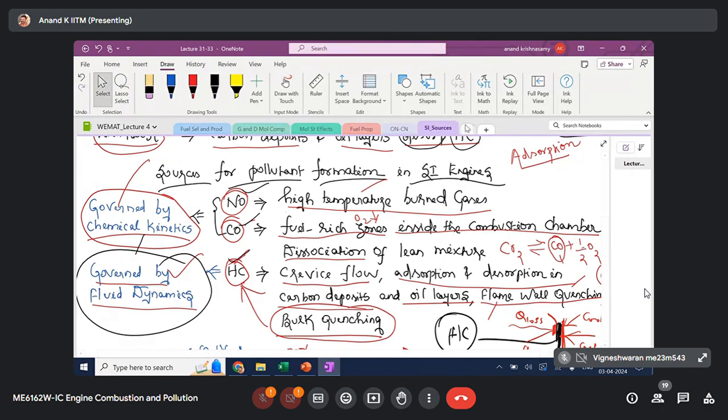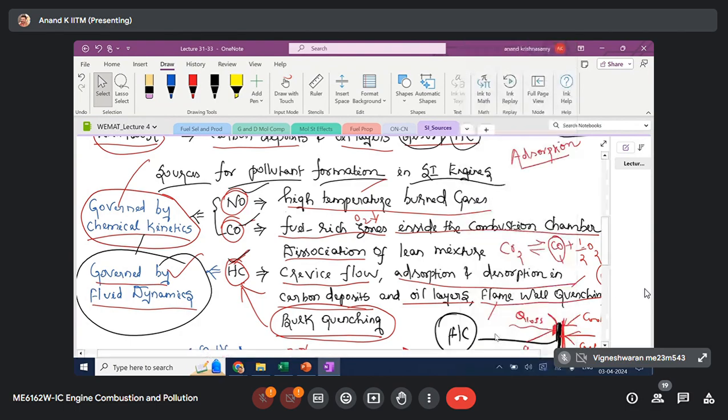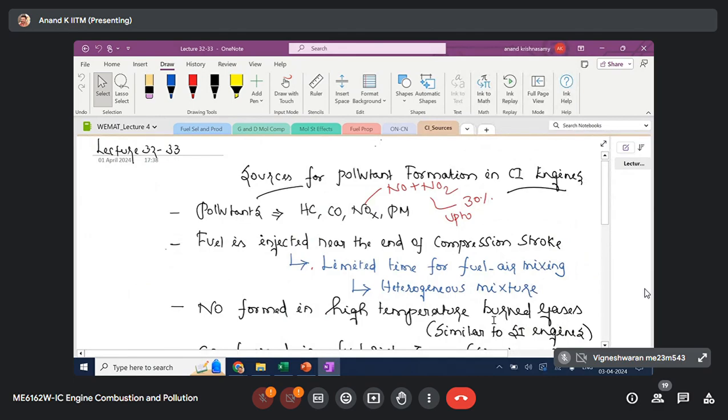After that, we get started with tracking the sources for CI engine pollutants. In a CI engine, we have 4 pollutants. Unlike the SI engine, in NOx the NO2 concentration is also high. It can be as high as 30%, and the remaining is NO. So we have more pollutant species emitted from a diesel engine. That's why I say that pollutant control is somewhat complex or challenging in a diesel engine compared to a spark ignited engine.